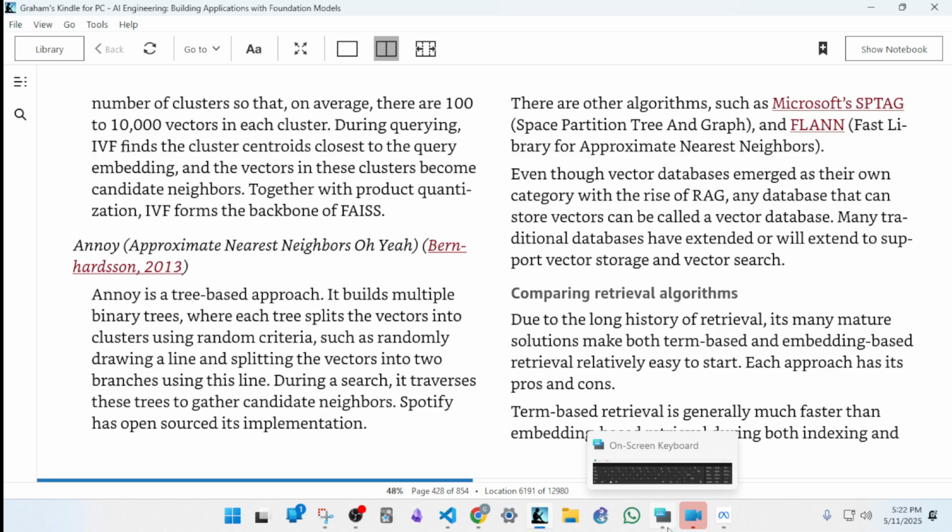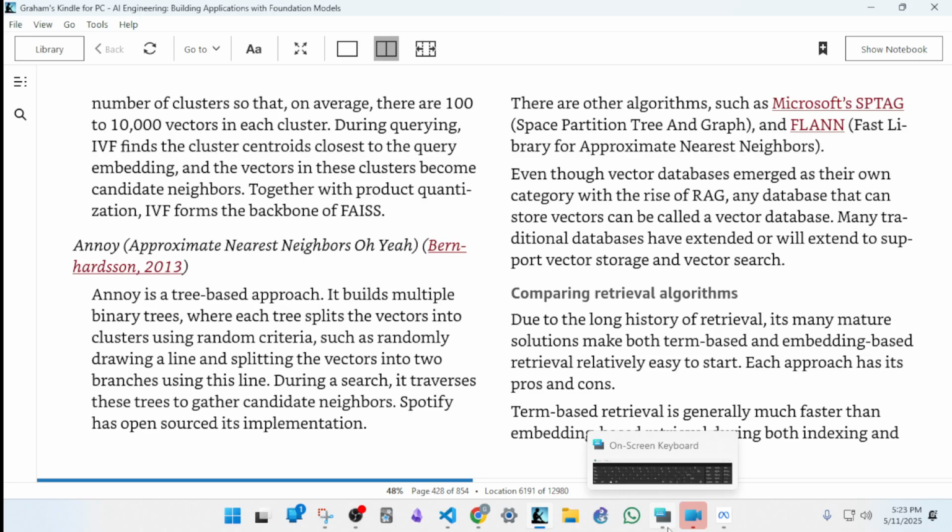There are other algorithms such as Microsoft's SPTAG, Space Partition Tree and Graph, and FLANN, Fast Library for Approximate Nearest Neighbors. Even though vector databases emerged as their own category with the rise of RAG, any database that can store vectors can be called a vector database. Many traditional databases have extended or will extend to support vector storage and vector search.